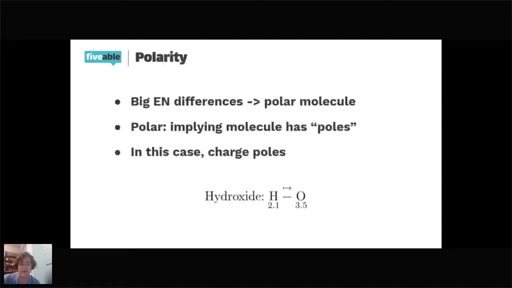And polarity is based off the whole idea that a big electronegativity difference means the molecule is overall polar, or rather the bond is more polar. And polar implies that the molecule has poles. For example, like a north pole and a south pole, they're two similar things on opposite ends, so we call those poles. In this case, the poles mean charge. So that bond in hydroxide has polarity, and that polarity is pushing towards the right. Because there's charges on both the oxygen and the hydrogen, there's charge poles on each side, so it's a polar bond.